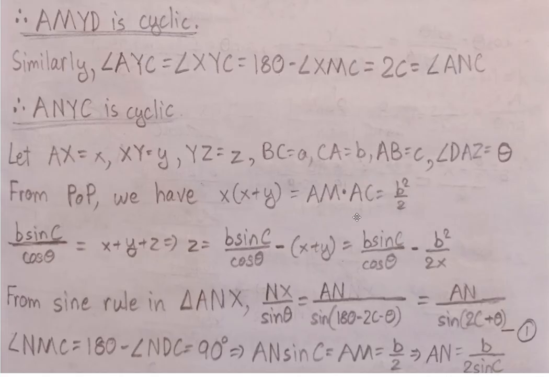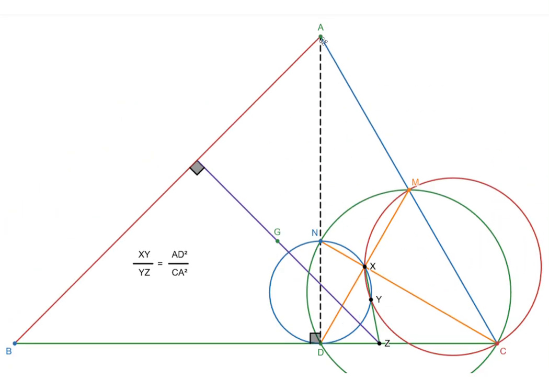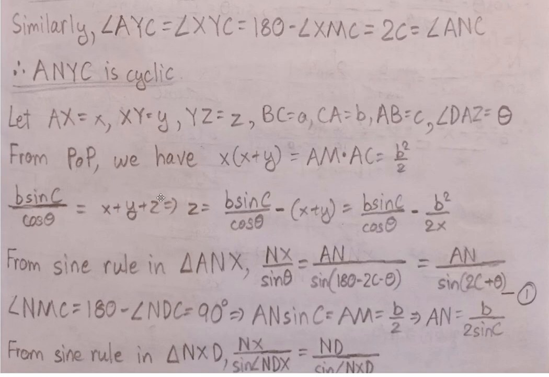And then the calculations basically start. You have b sine C, which is basically the altitude, divided by cos theta will give you this entire length, and that's just x plus y plus z, which is written here. And then from that, we borrow the value of x plus y from here, and then we take it here, and then that gives you z in terms of x and b.